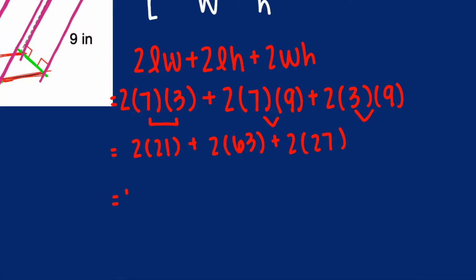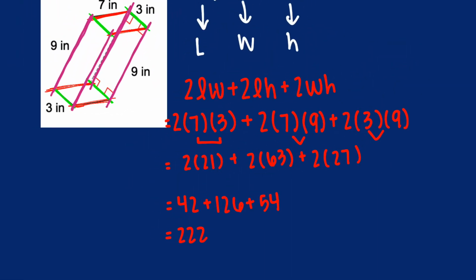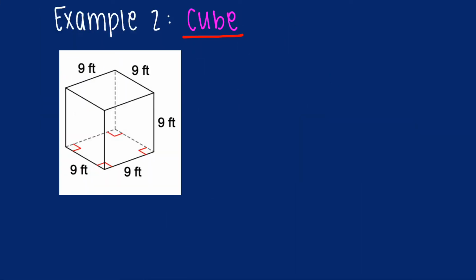2 times 21 would give us 42, plus 2 times 63 should be 126, plus 2 times 27 should give us 54. So you have one more step to simplify this. You want to add all three together. So 42 plus 126 plus 54. And that gives us that the total surface area of this rectangular prism is 222.